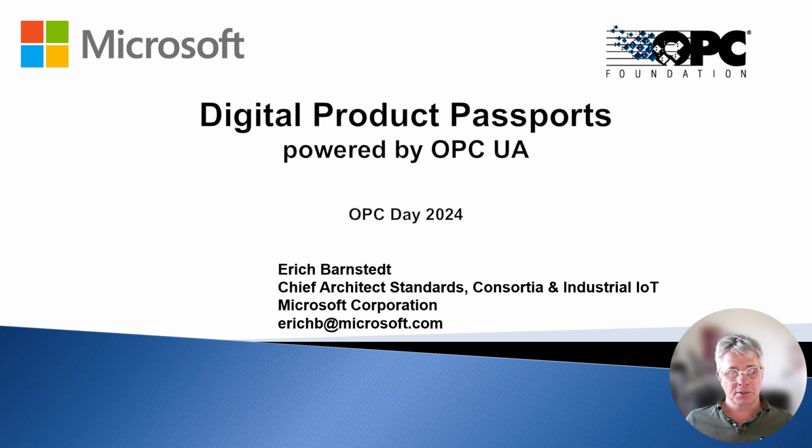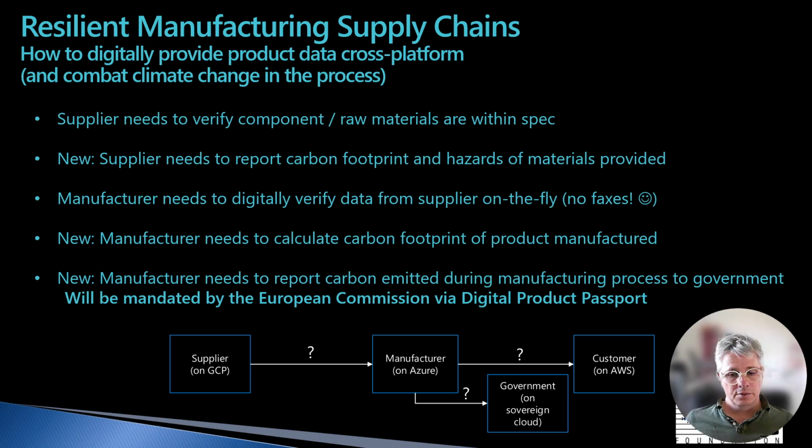And today I want to talk to you a little bit about digital product passports and how they can be built using OPC UA technology. So first of all, let's define the problem, or let's define the use case. Digital twins and digital product passports are meant for building resilient supply chains. So what does that mean?